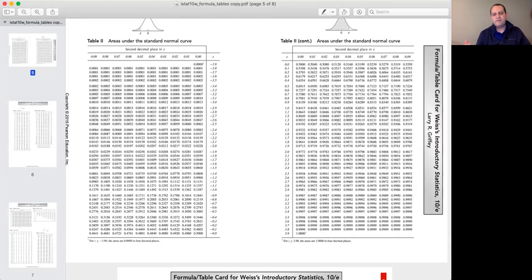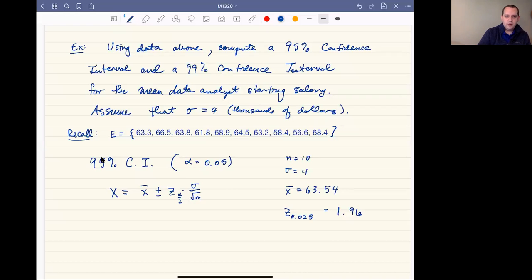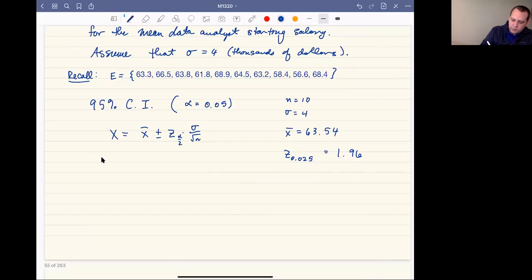Let's talk about how we figure out what the confidence interval is. At this point, we know all the values, so we can just plug everything in. We're going to end up with our mean, 63.54, plus or minus this other stuff, which was 1.96 times 4 over square root of 10. What we have to do is plug all this into a calculator.